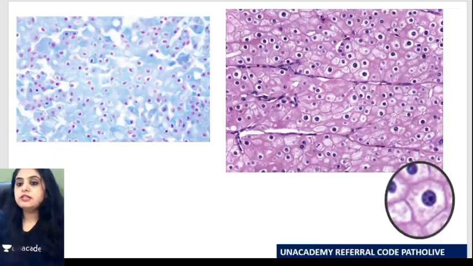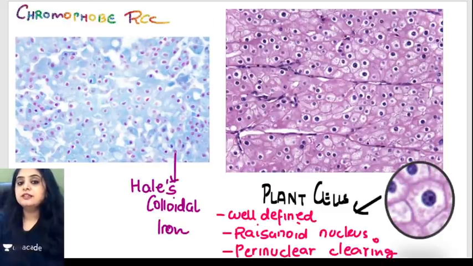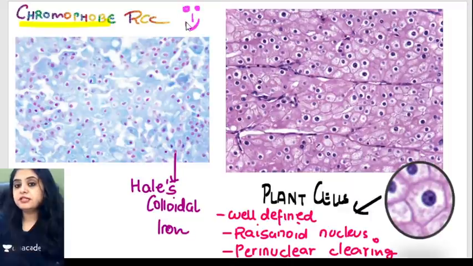Moving on to the third renal tumor that can come to you in the exam is this. And this is the one which is very commonly confused with clear cell. But this is not clear cell. This is chromophobe RCC. It's the best, prognostically, the best renal cell carcinoma.